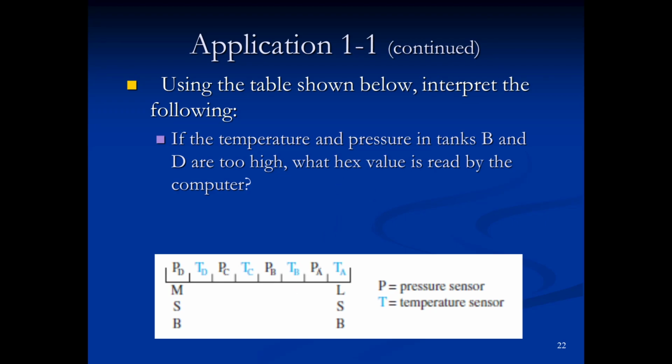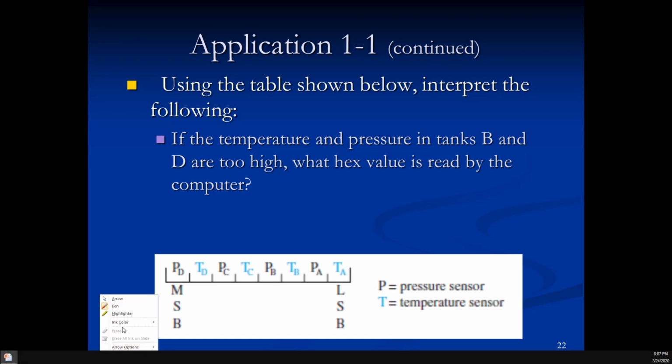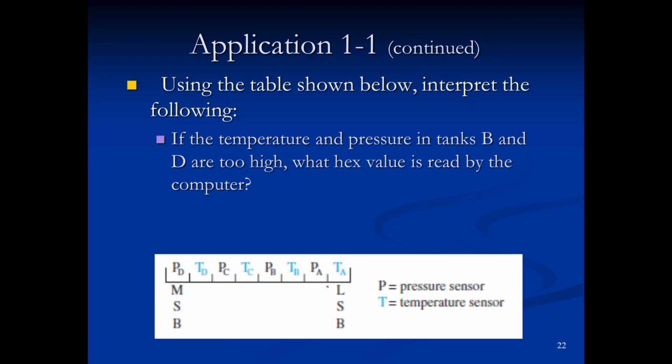So where is tank B? That would be here. So we're saying that the temperature and pressure are too high in tank B, so both of these would be a 1. And the temperature and pressure in tank D over here are at fault, so those would be 1s as well. And then the rest of them don't have problems, so we'll just put 0s there. So our number is 11001100.